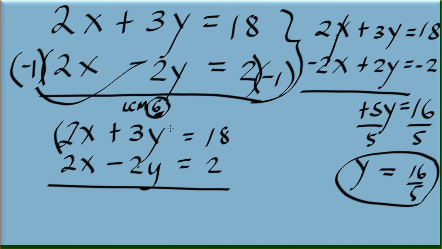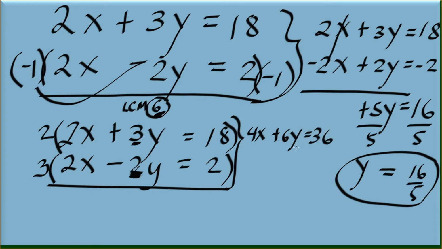Okay? So in other words, you're going to find a number to multiply to 3 to give you that 6, and that's a 2. Because again, 2 times 3 is this 6 right here. Now, for the 2, what number are you going to multiply this 2 by to give you that same number 6? So it's a 3. Okay, so let's rewrite the equations. Now we have 4x plus 6y is equal to 36.